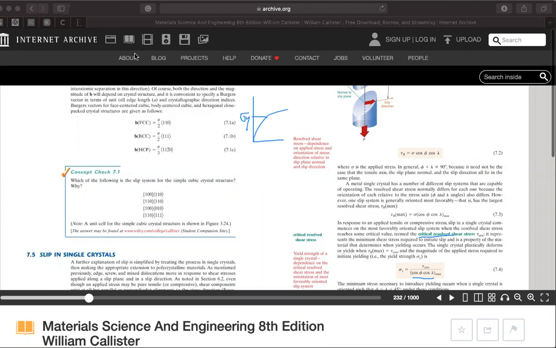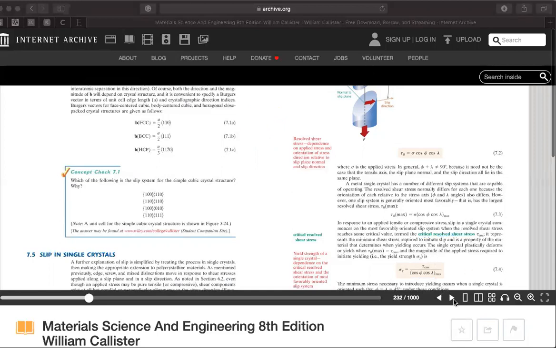Then, by using this equation, I am able to correlate between the critical resolved shear stress and the yield strength of the material. So the critical resolved shear stress is a property of a material at a certain temperature. Good.